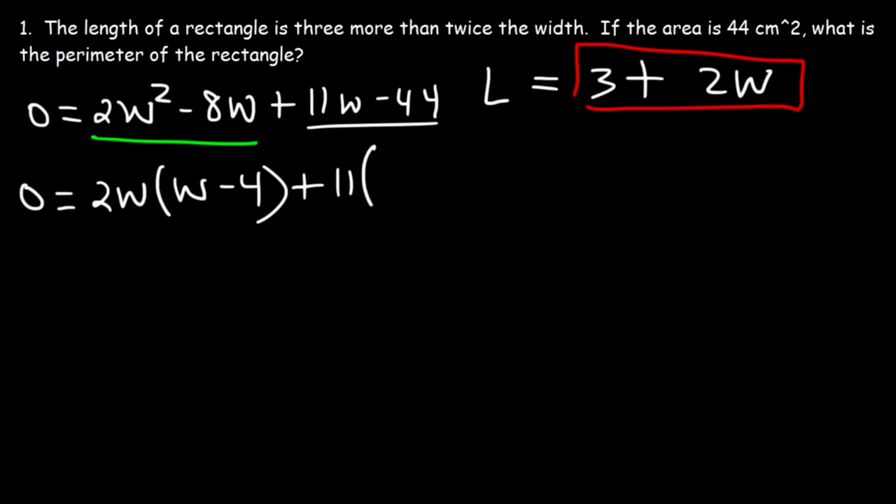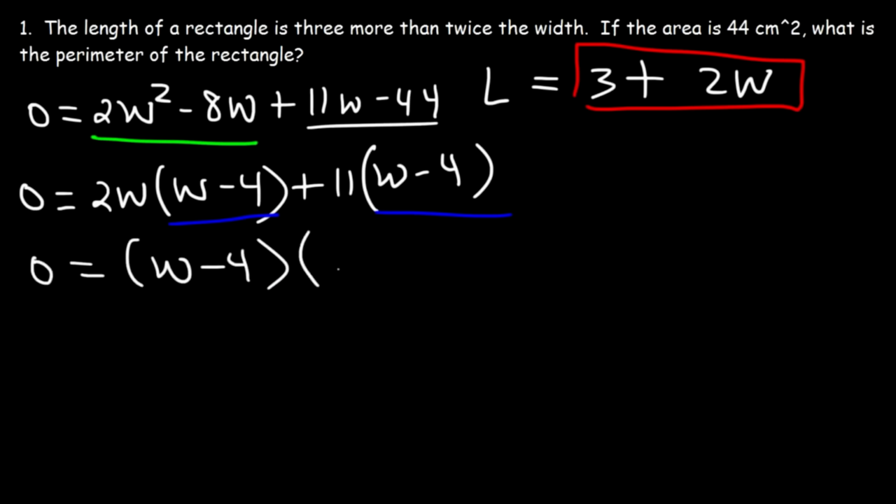So if we take out an 11, 11w divided by 11 is w. And negative 44 divided by 11, that's negative 4. So now let's factor w minus 4. When those two terms are the same, that means that you're on the right track. You've done everything correctly so far.